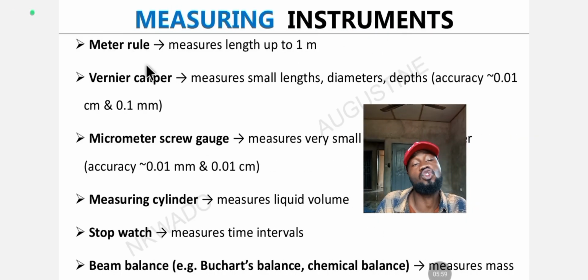Now let's look at measuring instruments. The first measuring instrument we have here is meter rule, and it's the most common measuring instrument. The meter rule measures length up to 1 meter. It's used to measure length, and it can measure length up to 1 meter.